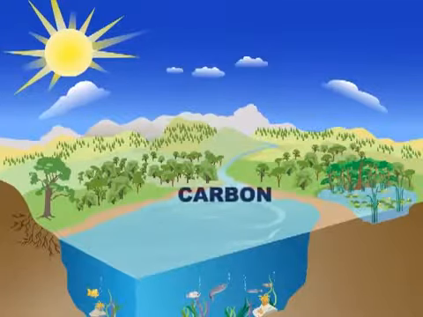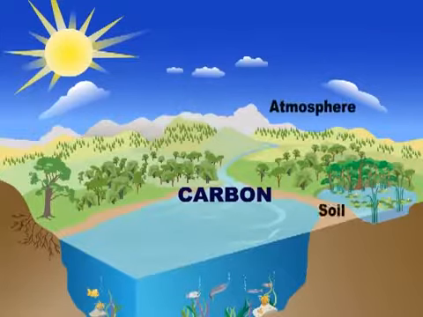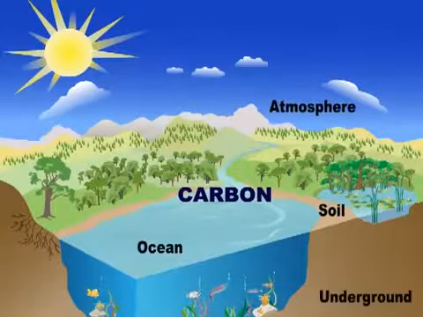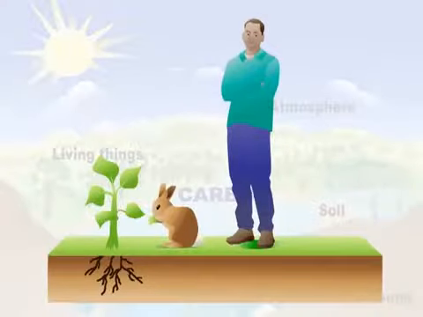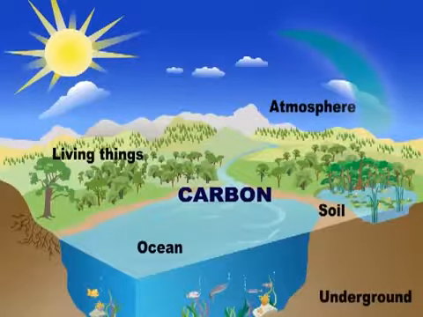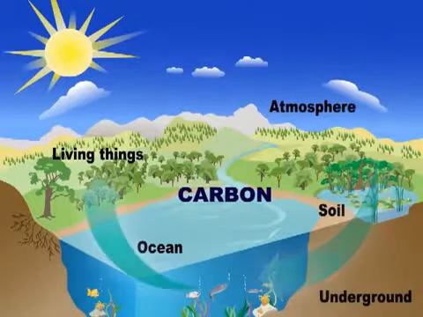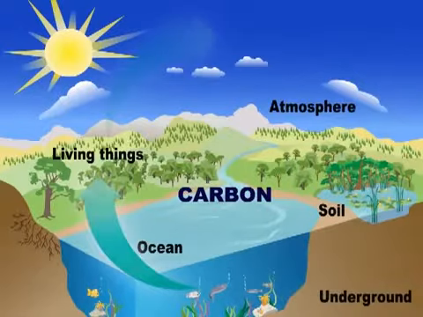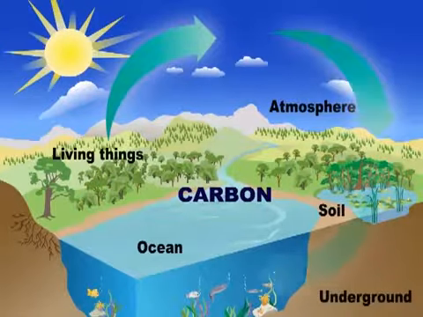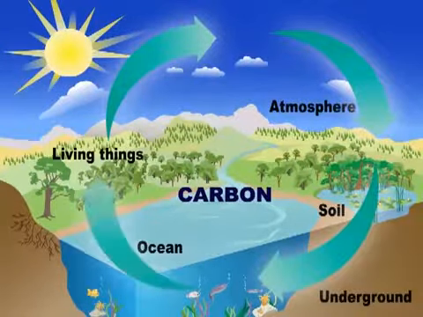Carbon is an element that's found nearly everywhere on Earth, in the atmosphere, the soil, the ocean, and deep inside the Earth. It's also the main ingredient inside of every plant and animal, including you. Carbon doesn't stay in one place or in one form. Instead, it moves around between different parts of the Earth. This process is called the carbon cycle.